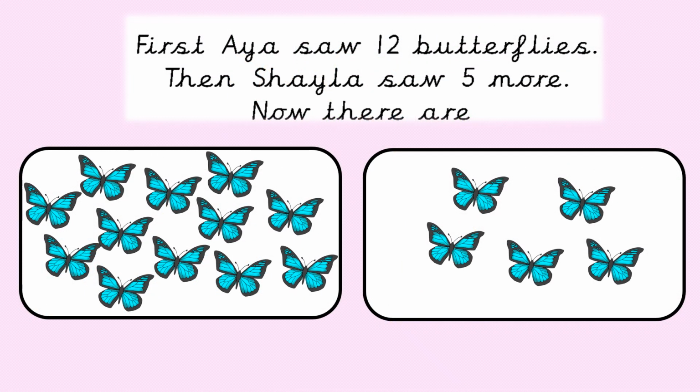Okay, so here is a word problem. First, Aya saw 12 butterflies. Then Shayla saw 5 more. Now there are. You need to write down the number sentence, find out the answer. You can find the answer by counting on, or you can show it in a part-part whole model or a bar model. Once you've got the answer, press play and we'll go through it together.